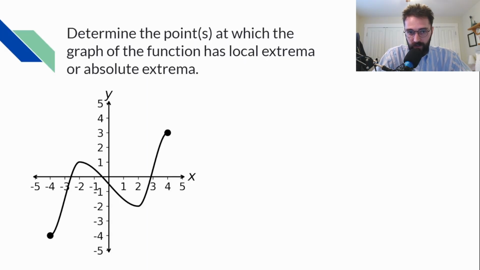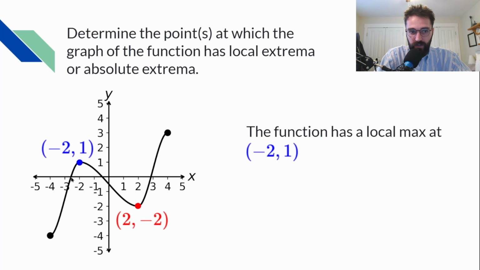This function is different though. Let's take a look at this. Here we have the blue point negative 2, 1 and 2, negative 2. We can see that the function switches from increasing to decreasing right there. So it has a local max at negative 2, 1. And it has a local min at 2, negative 2, because that's where the function switches from decreasing to increasing. So that's a local min.